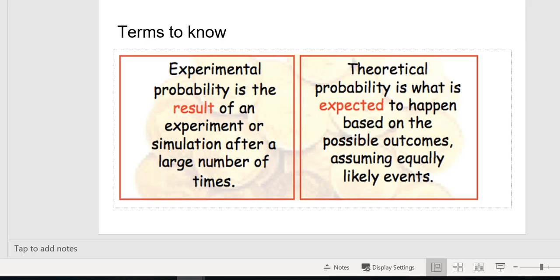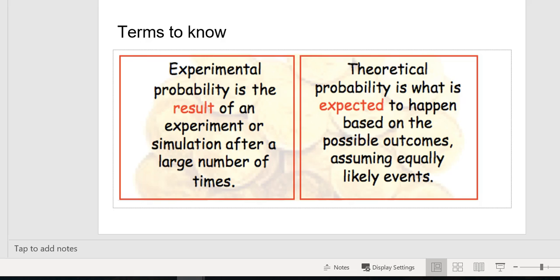Experimental means the result already happened. So let's say, for example, I said, hey, I flipped a coin 60 times and landed on heads 40. That's experimental because the experiments already happened. But if I said, what is the probability of landing on heads without any results, it's theoretical because it's what is about to happen. So experimental has already happened in the past. Theoretical, we're predicting what will happen in the future.